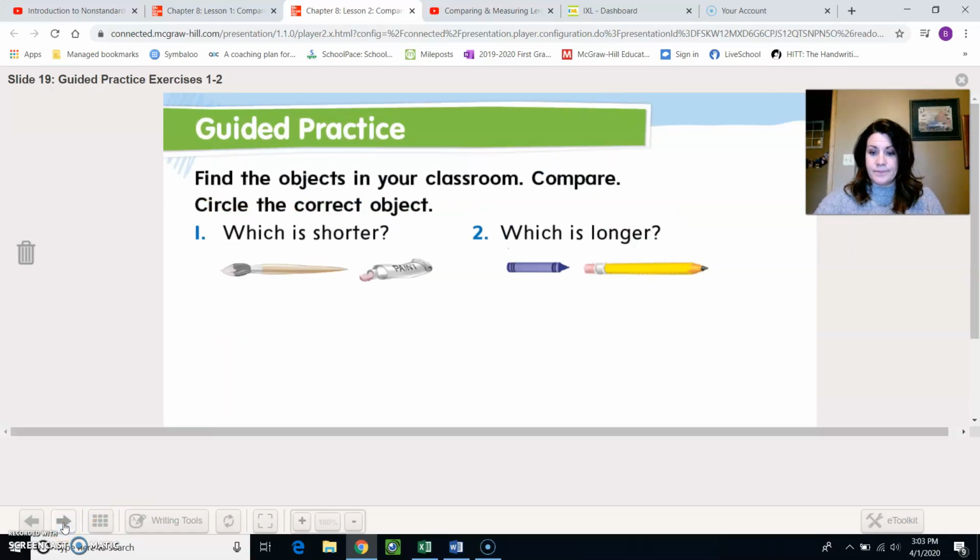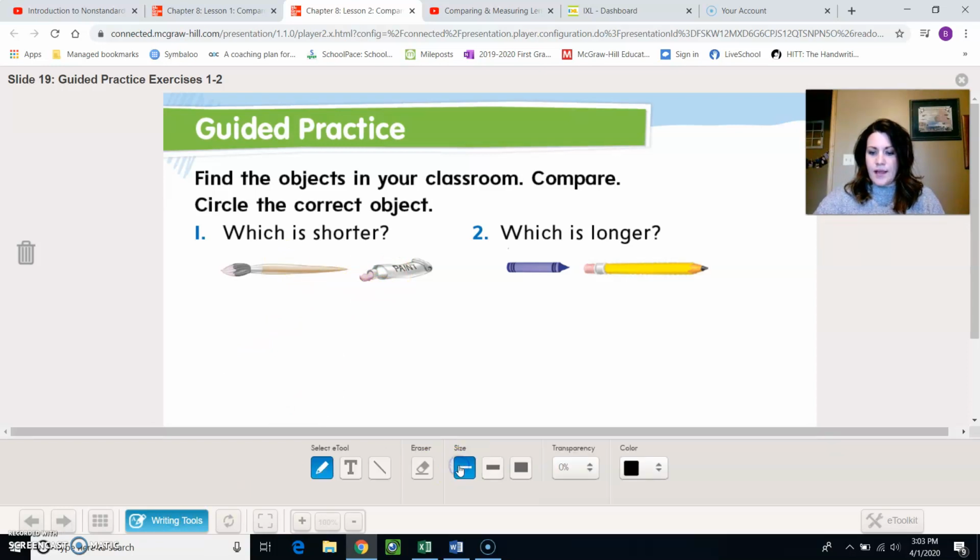So here, I just have 2 objects I get to compare. I'm going to get my pen so that I can actually circle so I can do what the directions tell me to do. Number 1, which is shorter, the paintbrush or the paint? It's kind of hard because they're not lined up, right? So I have to visually think of them lined up, and I'm going to say the shortest is definitely the paint. I'm going to circle that.